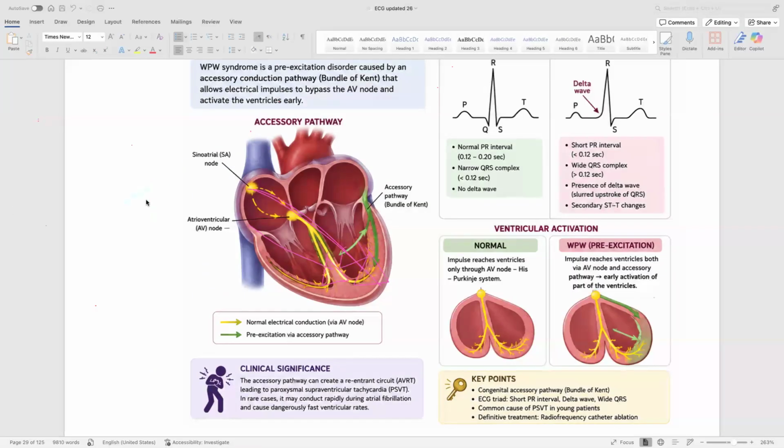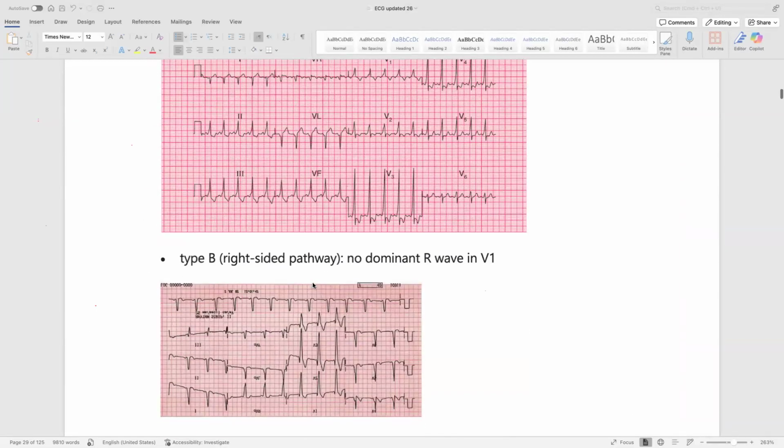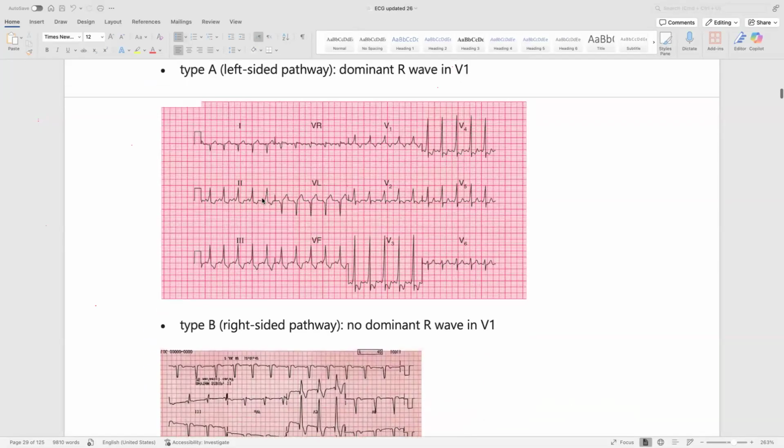There is no axis deviation in type B because it is from the right wall of the atrium to the right wall of the ventricle. Clear? Now you got the difference between the two, and from the ECG you can know that this is a short PR interval and delta wave. Now, if they ask you a high level question, is this type A or type B? Go to the V1 or to the axis.